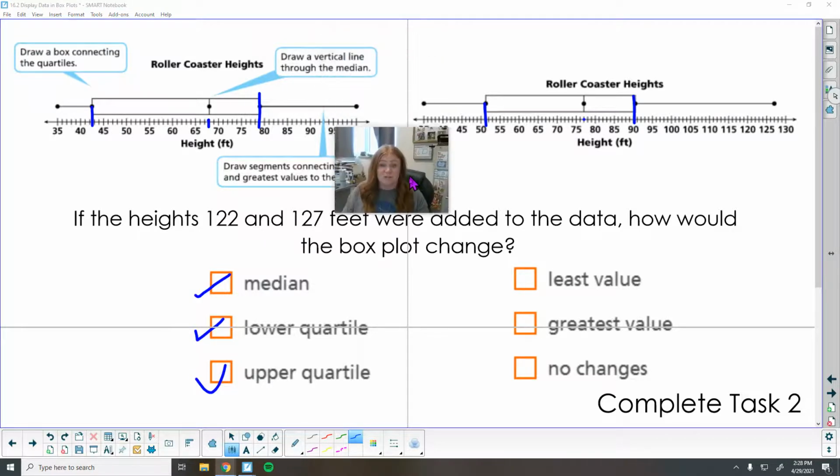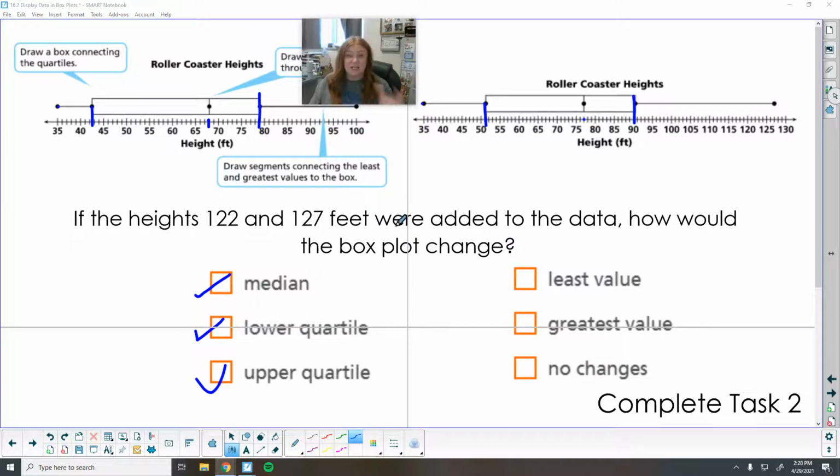Did the least value change? 35, 35. That remained the same. We weren't changing any small roller coasters, but the greatest value did change quite a bit. So we can see there were many different changes just by adding 2 extra pieces of data. So go ahead and complete task 2 and then come back when you are ready to do task 3.